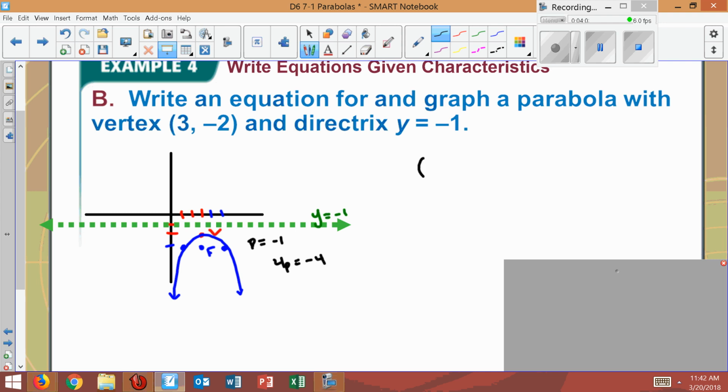So let's go up here. We know our equation starts with this. And we said 4p is -4. So I'm going to erase that, and I'll put a -4 right there. Now it's vertical, so the y goes here, and the x goes here. Where's my vertex? Vertex is right 3, down 2 units. So right 3 would be a -3, down 2 would be a plus 2. That would be my equation here.